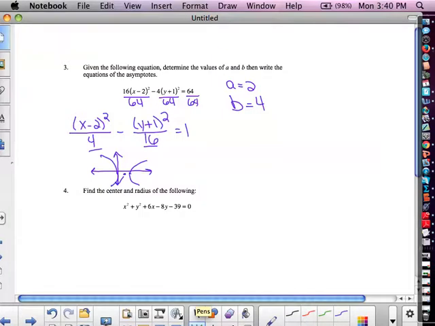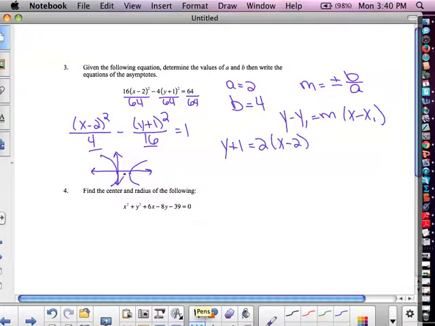So now I have my values of A and B, and this opens left and right, which tells me that the slope is going to be equal to plus or minus B over A. You'll use point-slope form, y minus y1 is equal to m times x minus x1, to find the equations of the asymptotes. So I have y plus 1 is equal to the slope 4 over 2, which is just going to be 2, times x minus 2. And this is plus or minus.